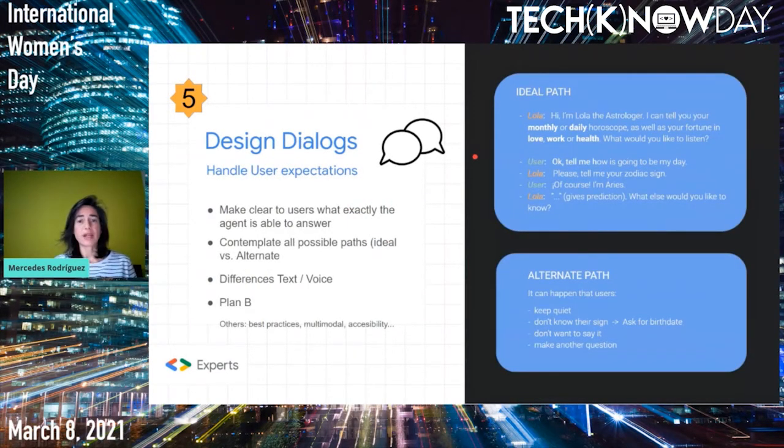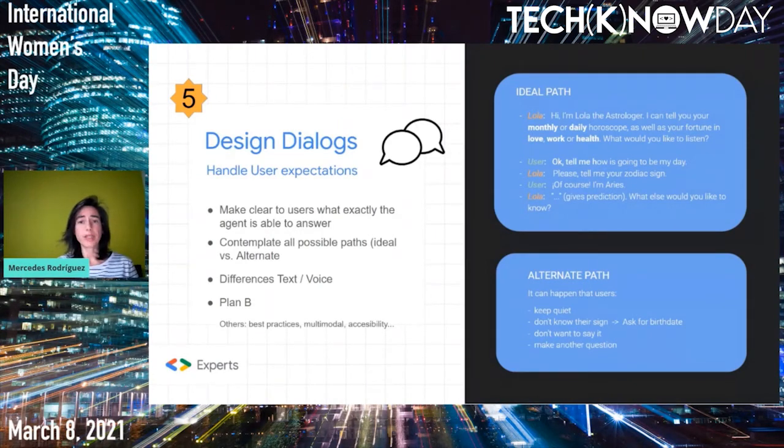Then, once we have the character and we have decided the use case that we want to develop, we have to design the dialogues. In this step, for success, a very important point is handling user expectations. What I mean is that we have to make clear to users what exactly the agent is able to answer and what not, from the very beginning. Since we are offering open conversation and the users can ask whatever they want, it's very important that they know what they can ask or what our agent is prepared to answer.